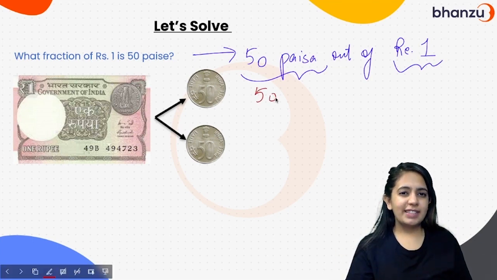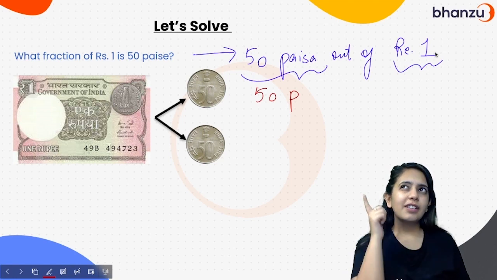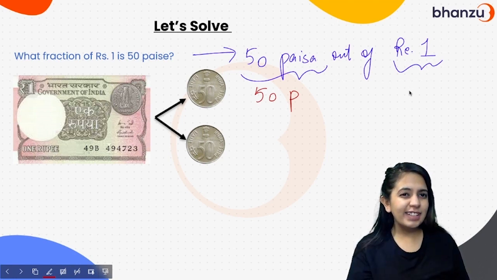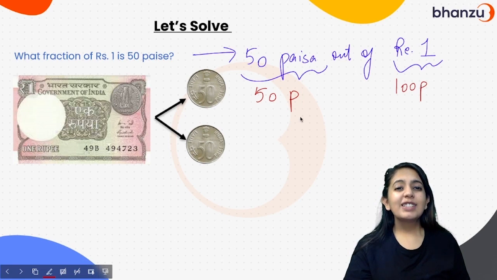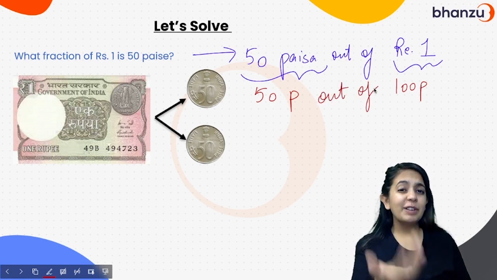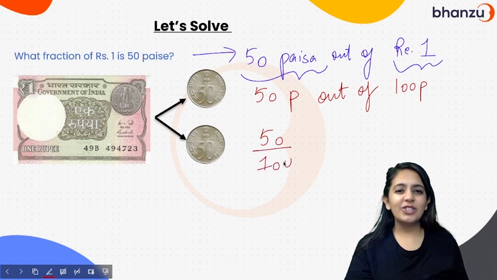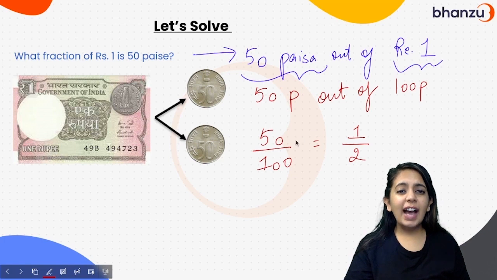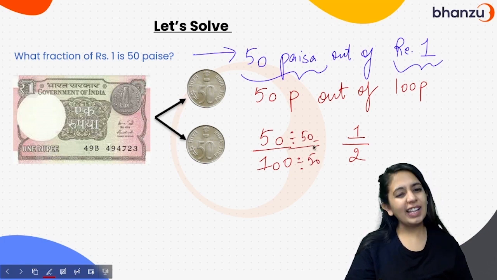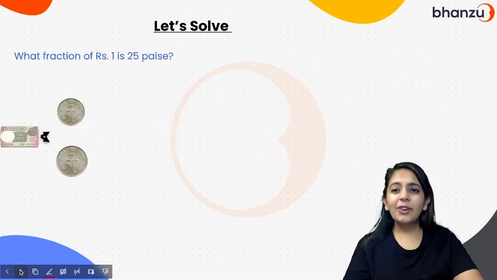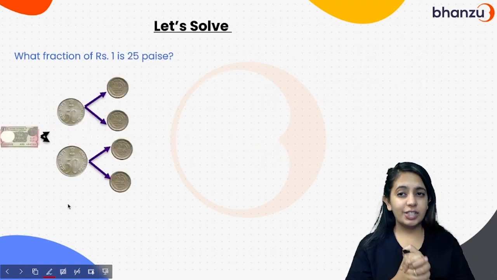So this is 50 paise, we know, right? Out of rupee 1. If you recall, rupee 1 is how much paisa? It is equal to 100 paise. So that means your new question has become 50 paise out of 100 paise. That is 50 by 100 or simply 1/2. And why is it 1/2? Because we have divided the numerator and denominator both by 50 each. That's the reason.